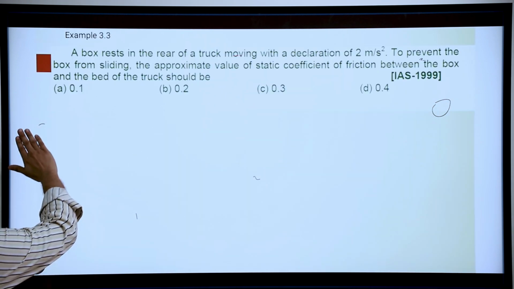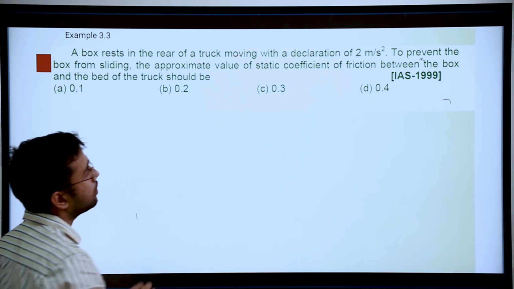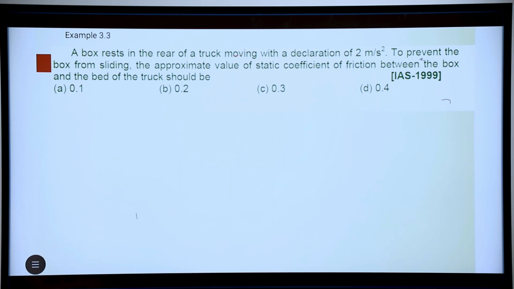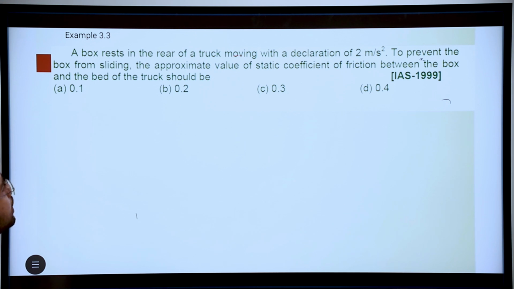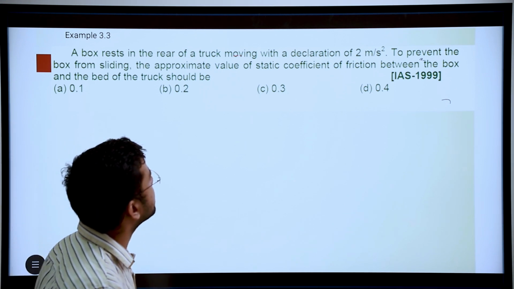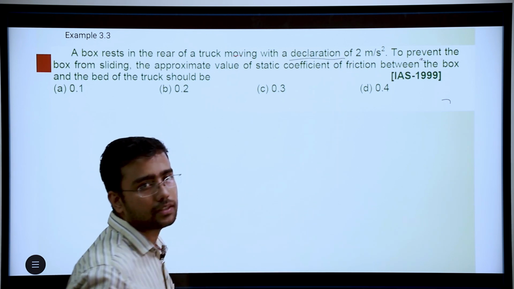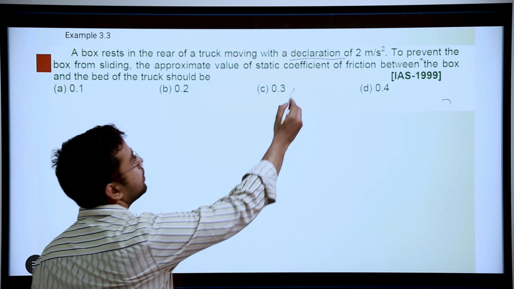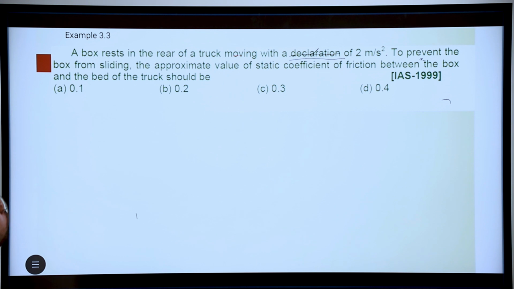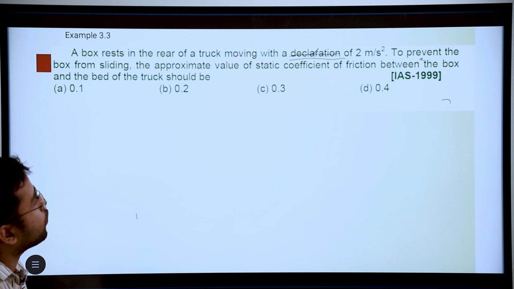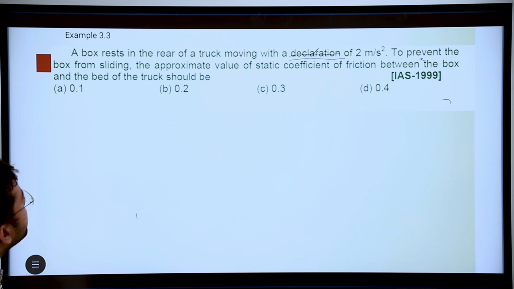So now let us come to the example 3.3 that I left. So let us read the example first. A box rests in the rear of a truck moving with a deceleration of 2 meter per second square. Okay, it is not acceleration, it is deceleration. So this spelling is wrong, right? To prevent the box from sliding, the approximate value of static coefficient of friction between the box and the bed of the truck should be.